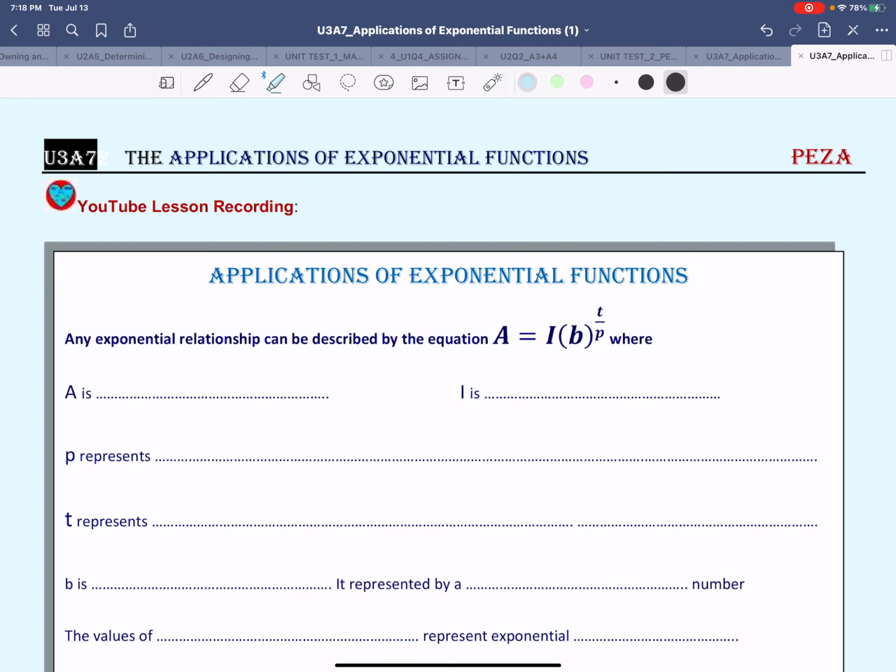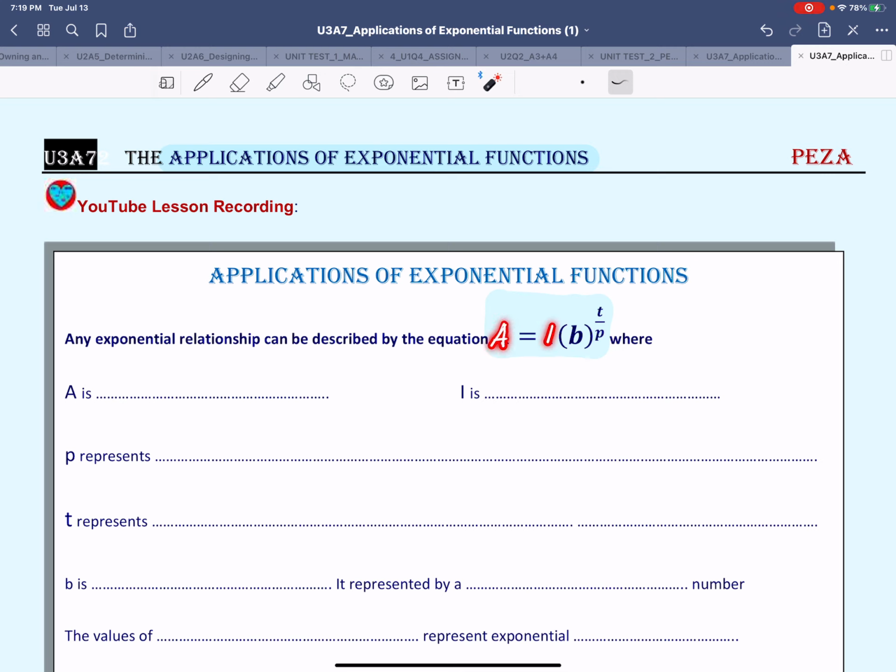Hello and welcome. In this lesson, we'll explore some applications of exponential functions. First, we'll take a look at this equation. Whenever we analyze application questions that can be modeled by exponential functions, this will be the equation that will help us solve the problem. So let's take a closer look at it.